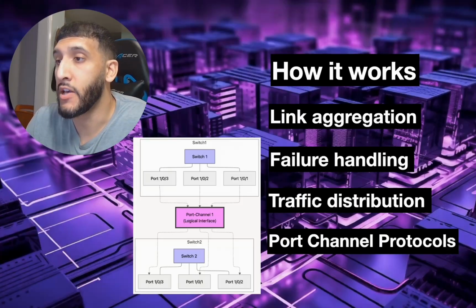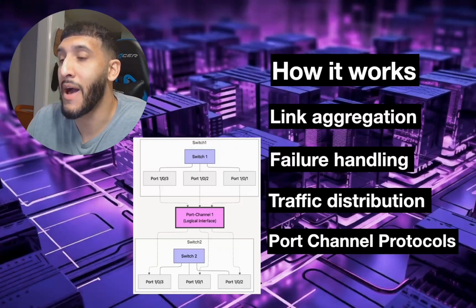The way port channeling works is through link aggregation, or the tying of multiple links into one, which we went over. Failure handling, meaning if one link goes out, the other ones can pick up the slack for it. Traffic distribution, also meaning the balance of transfer of data between the links. And lastly, it uses port channel protocol, and I'll show you what those are.